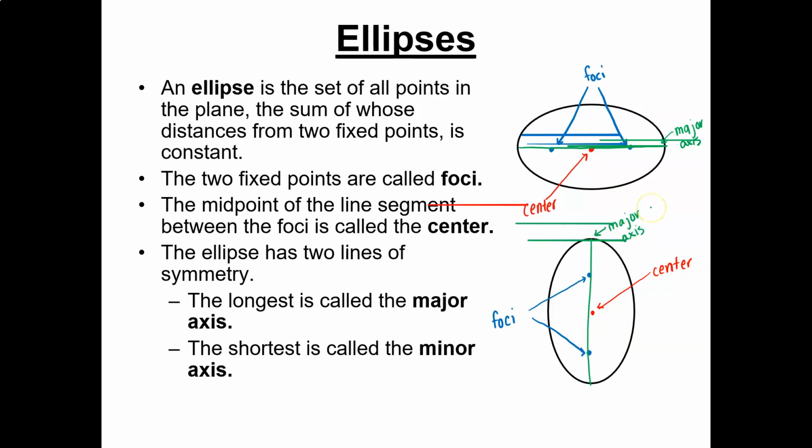Sorry about all these crazy lines that are popping up. And then the shortest axis of symmetry for a wide ellipse, that would be your vertical line. It's called your minor axis.